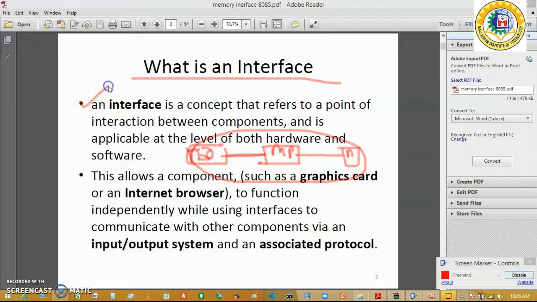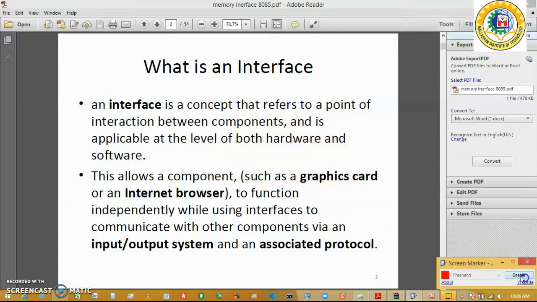Now the technical definition: an interface is a concept that refers to a point of interaction between components and is applicable at both hardware and software level. Here we discuss only the hardware level of interface.